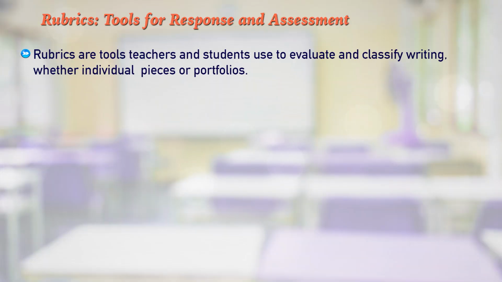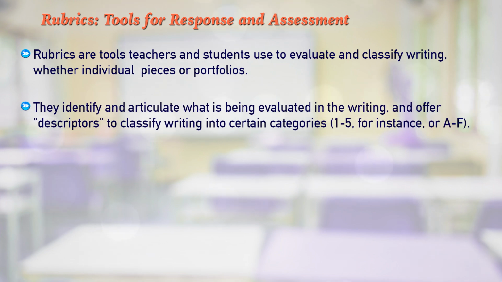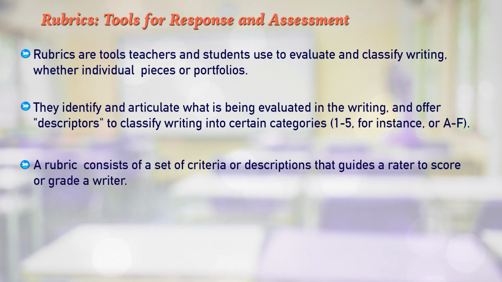Now, rubrics as a tool for response and assessment need to be understood more. They can be tools teachers and students can use to evaluate and classify writing, whether individual pieces or portfolios. They identify and articulate what is being evaluated in the writing and offer descriptors to classify writing into certain categories, 1 to 5, for example, or A to F, whatever be your category. A rubric consists of a set of criteria or descriptions that guides a rater to score or grade a writer.